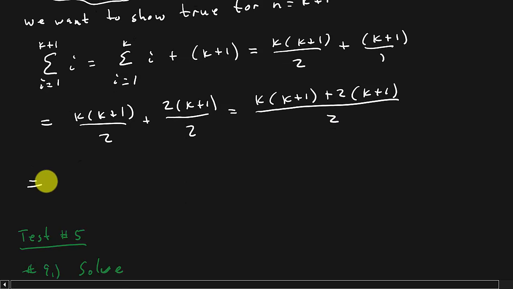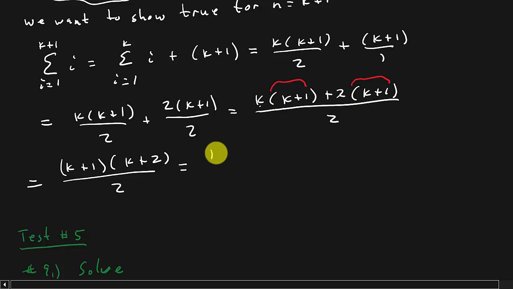And now I'm going to factor out. You see how I have a common factor of k plus 1? I'm going to factor that out. k plus 1 times k plus 2, over 2. When I factor out the k plus 1, I'm left with k plus 2. And then this is k plus 1 times k plus 1 plus 1, over 2. I just broke the 2 into 1 plus 1.